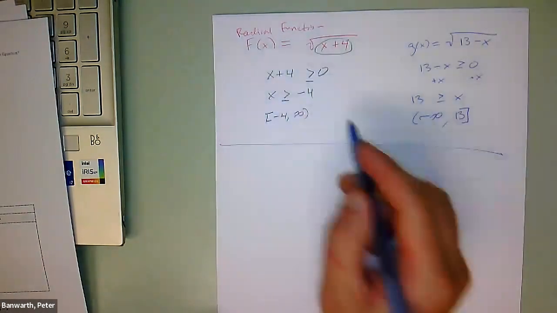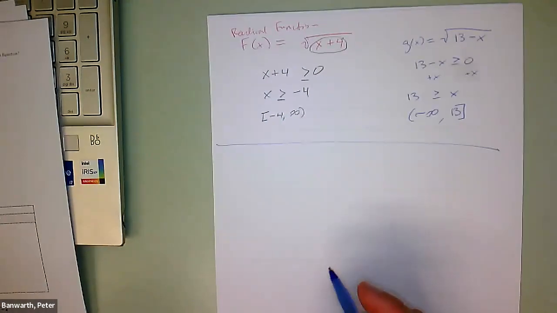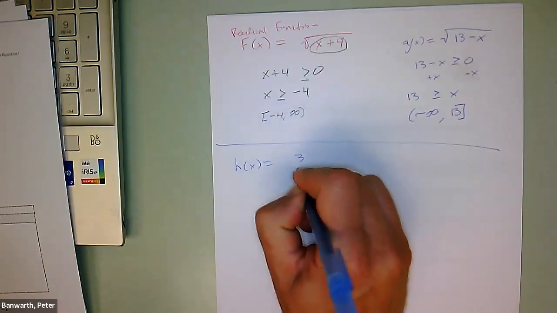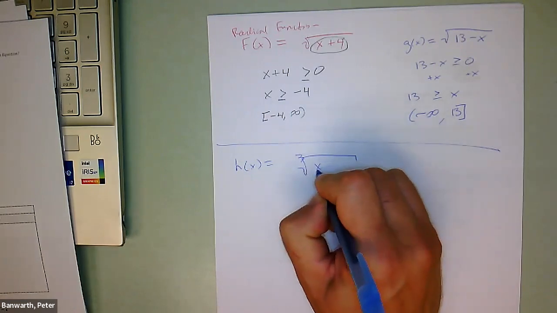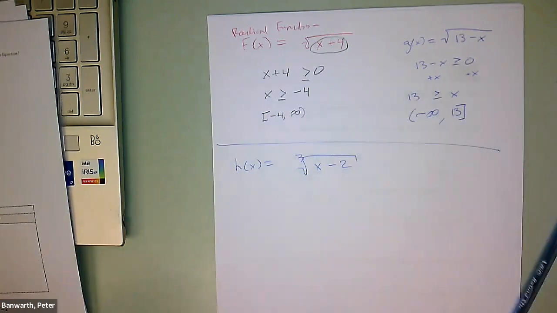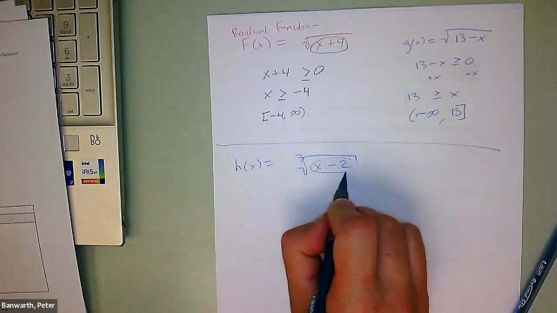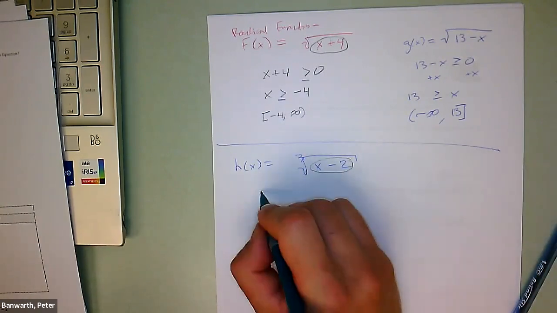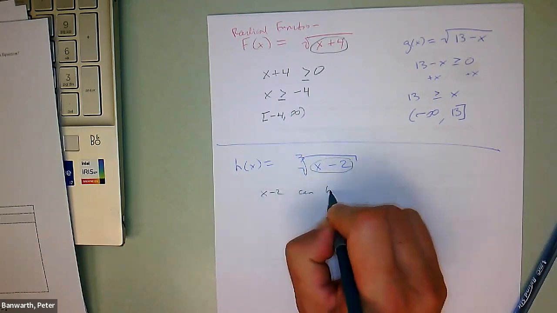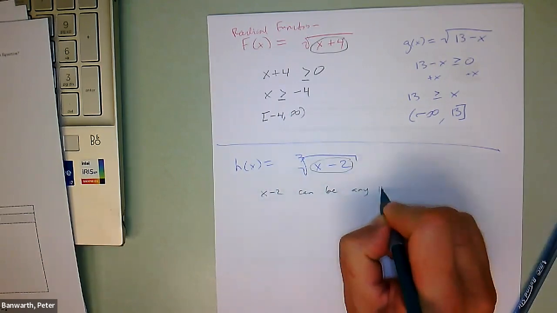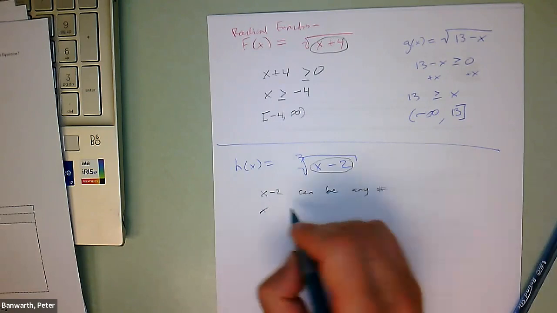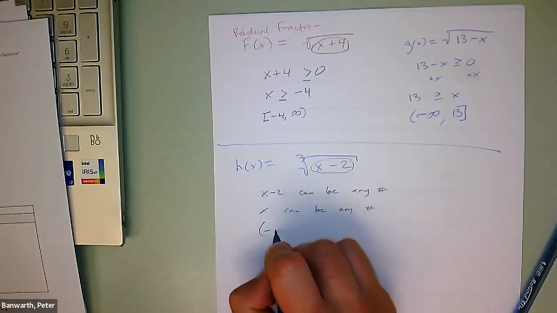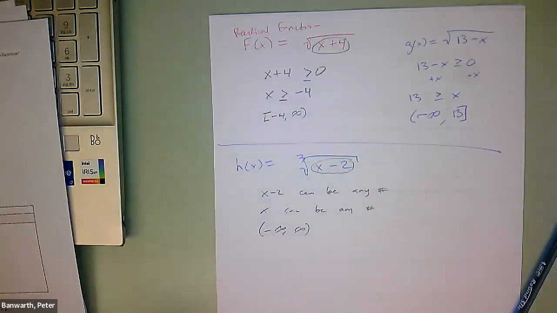I want to notice this radical function had an even root, like a square root. But if I have a function h of x that is a cube root, I want to ask myself, what does that have to be? Well, with a cube root, you can have any number. So this really means x minus 2 can be any number. So that means x can be any number. So my domain is all real numbers.